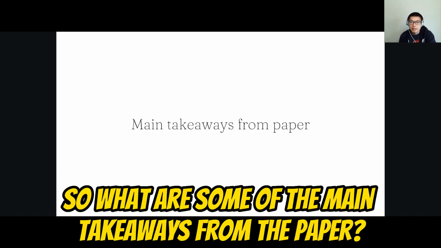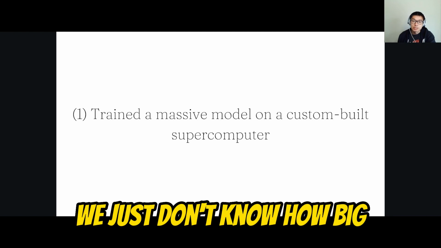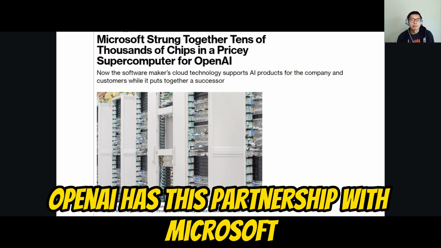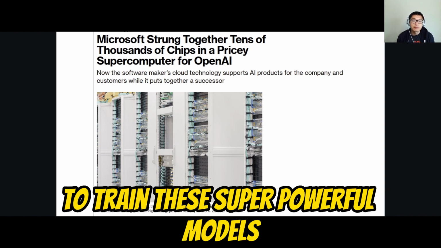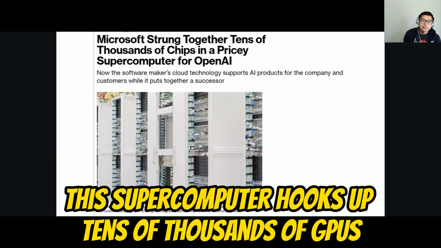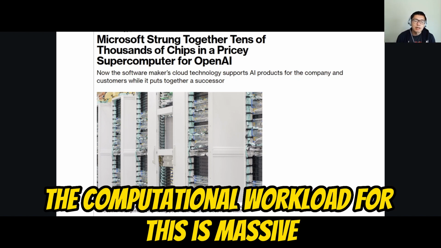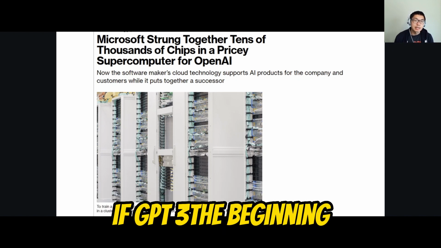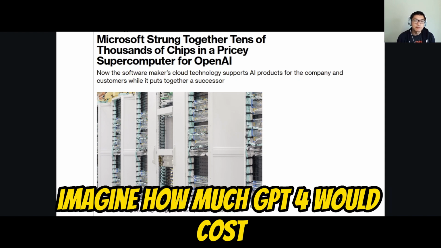So what are some of the main takeaways from the paper? Well, one, we know that OpenAI trained a massive model, we just don't know how big, on a custom-built supercomputer. OpenAI has this partnership with Microsoft where they're making use of Microsoft Azure's supercomputer to train these super powerful models. This supercomputer hooks up tens of thousands of GPUs in a high-throughput, low-latency network. The computation workload for this is massive. If GPT-3 at the beginning costs almost $5 million to create, imagine how much GPT-4 would cost.